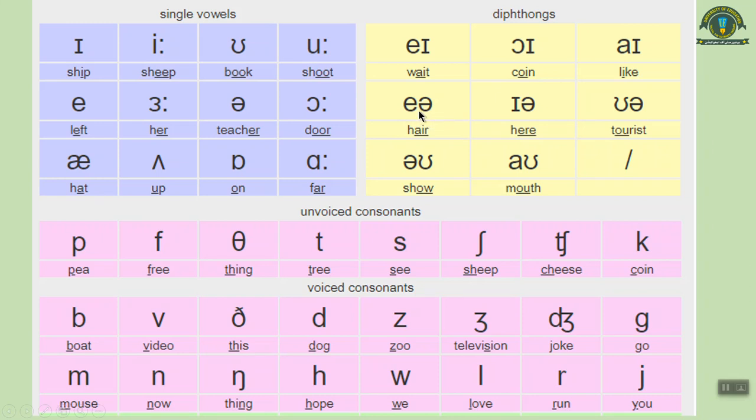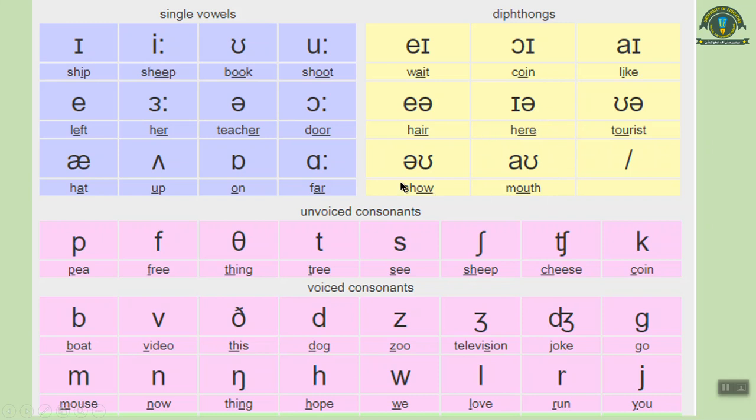Then this is air sound, a, this first symbol a, and then this second symbol air. So air as in here, as in care, as in chair, as in fair. Then this is ear, e and a, as in here, as in near, and as in peer. And then this sound is ua, as in tour, as in poor. Then this is o, as in show, as in so, as in no, as in go. Then this is ow, as in mouth, as in now, as in cow.